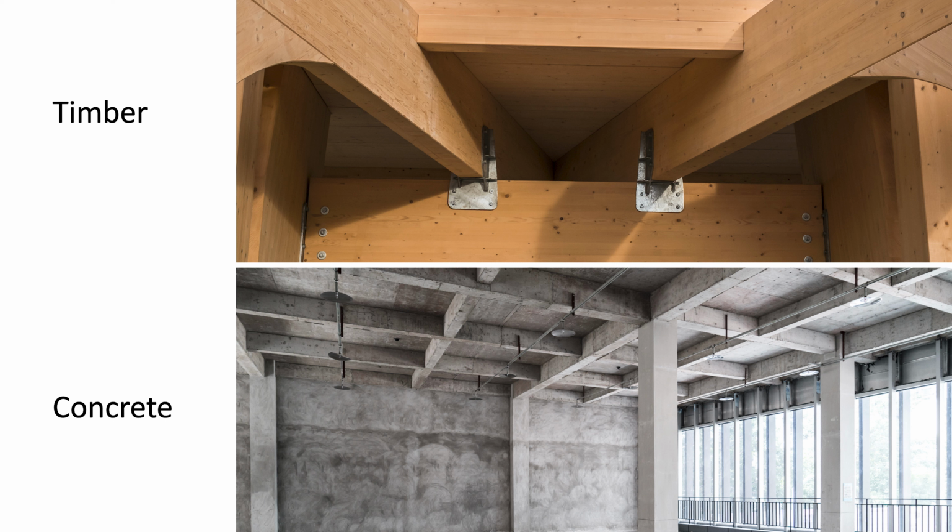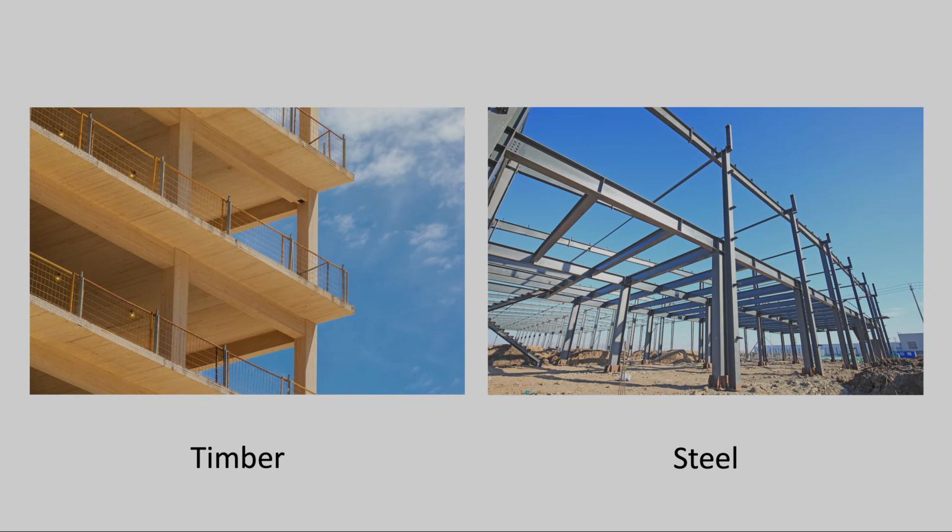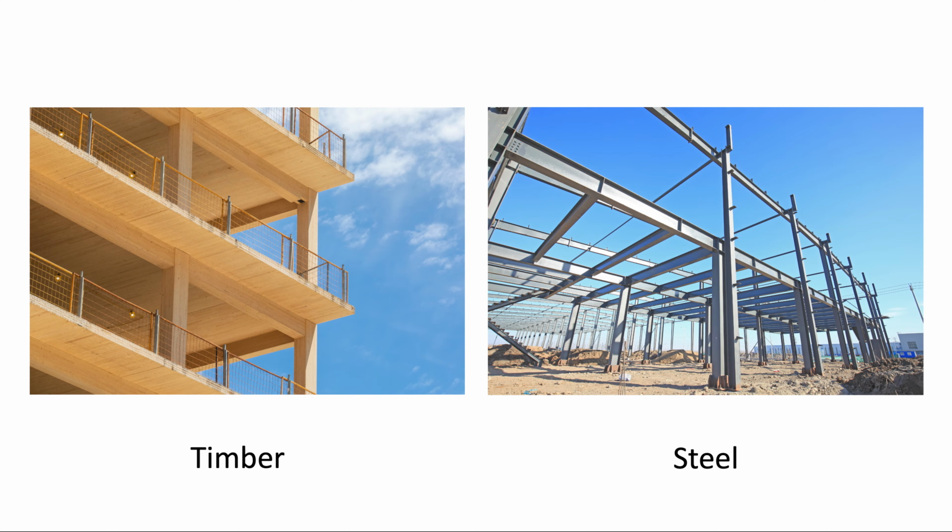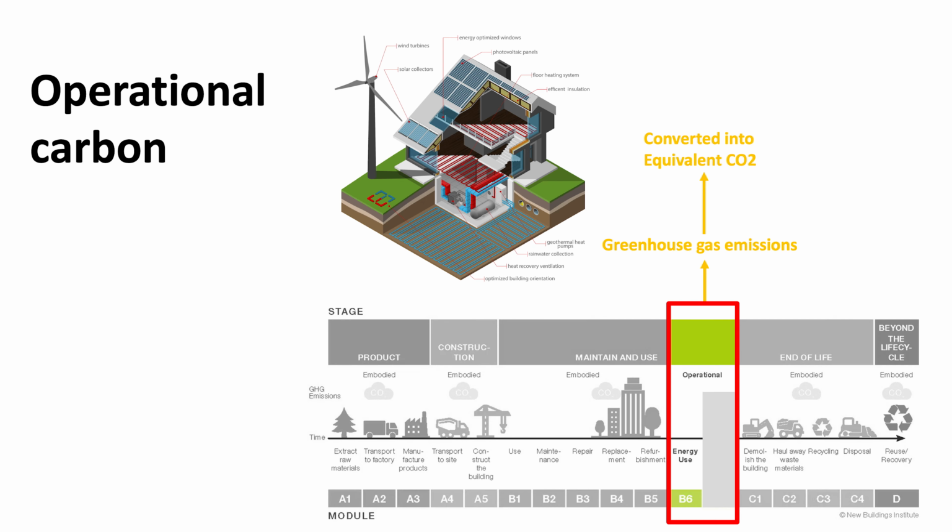A timber beam, for example, has lower embodied carbon than a concrete beam, carrying the same structural loads. This is mainly because the production of timber is less energy and carbon intensive. Similarly, a building made with timber superstructure would have a very different embodied carbon than a building made with a steel structure. In discussions about embodied carbon, you also might hear about operational carbon.